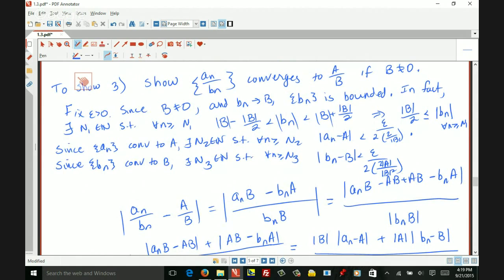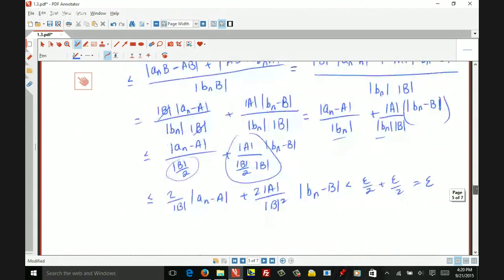So that whole part in front is going to cancel. We're going to let capital N equal the max of n1, n2, and n3. Then for all n greater than or equal to capital N, we have, and now our proof is complete, except for our conclusion.